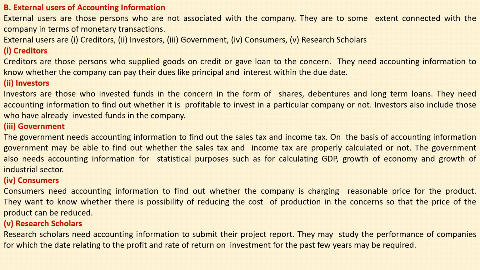Then consumers. Consumers need account information to find out whether the company is charging a reasonable price for the product. They want to know whether there is a possibility of reducing the cost of production in the concern so that the price of the product can be reduced. This is mostly concerned with consumers who are buying from big industrial units for making other products. They buy the product for the purpose of raw material. Normal consumers at a low level may not think much about that. Anyway, people may be interested.